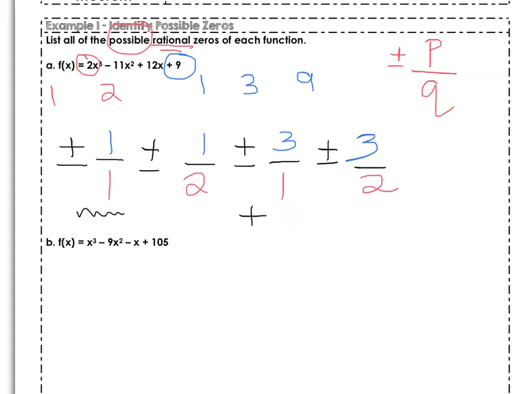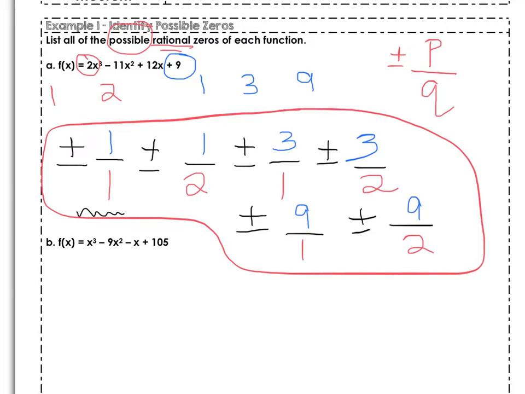Lastly, we're going to deal with our 9. So we're going to first deal with the fact that we have a 9 over a 1. And then lastly, we're going to deal with the fact that we have a 9, and we're going to place him over the 2. This entire list right here are all the possible rational roots for our first polynomial function.